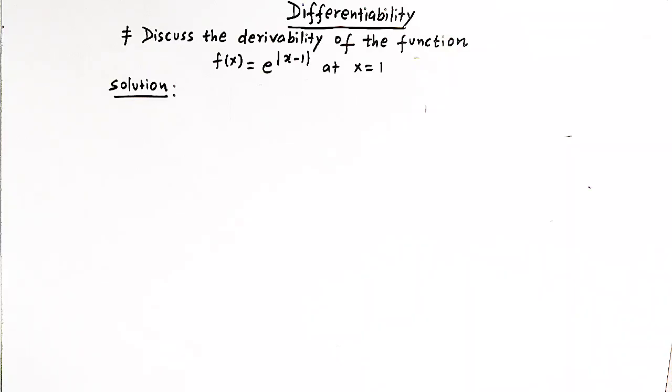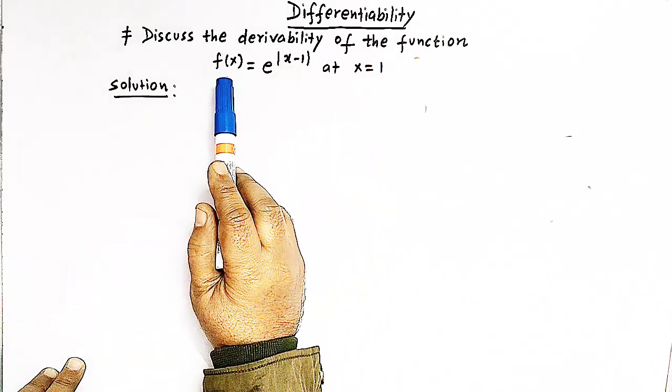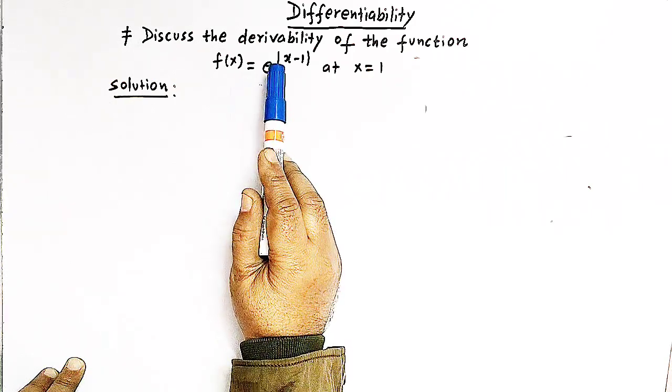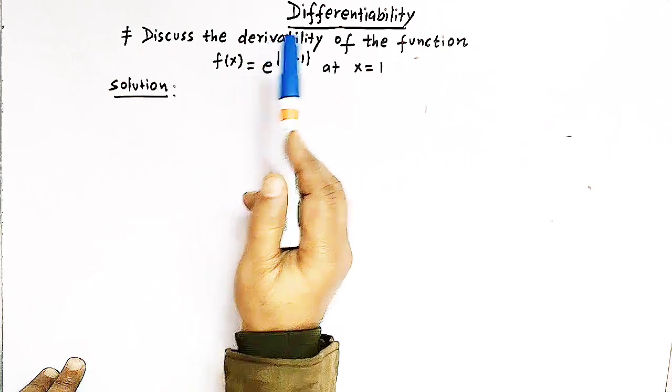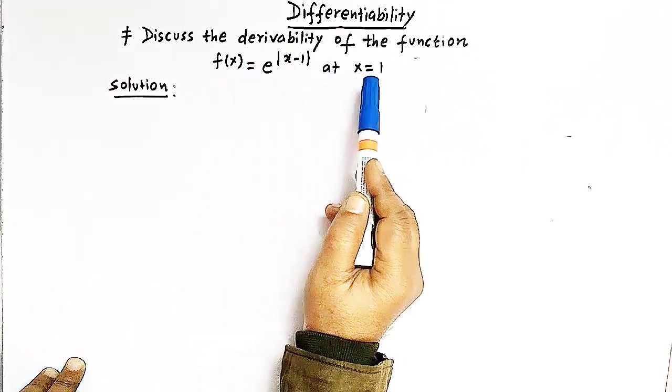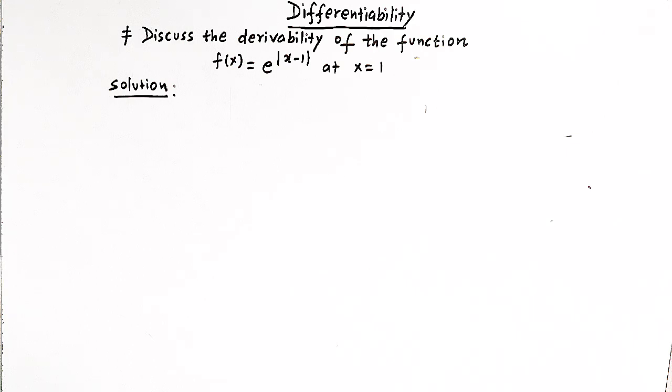Hello viewers, in today's session we are going to discuss an important problem from differentiability of functions. So here we are going to discuss the derivability or differentiability of this function f of x that is given by e raised to absolute value of x minus 1, and we have to check the differentiability of this function at this point, that is x is equal to 1. So we have to see whether this function has a derivative at x is equal to 1 or not.